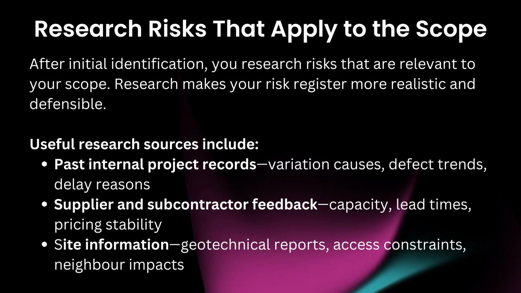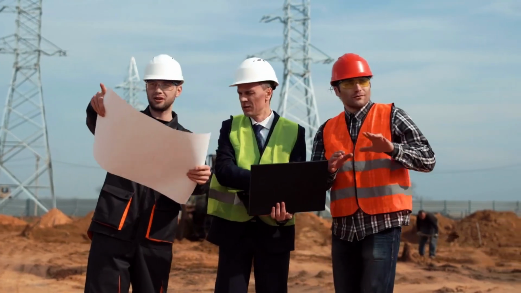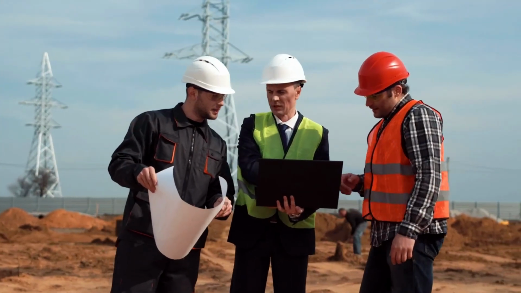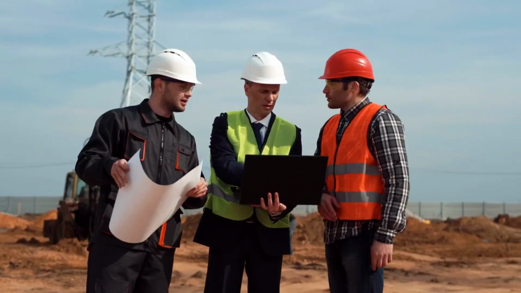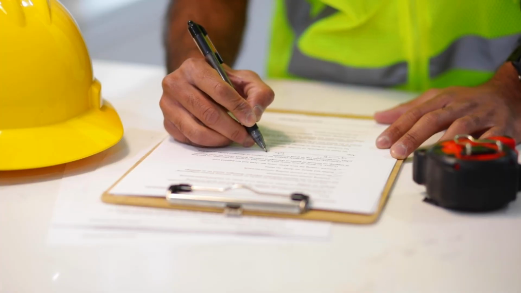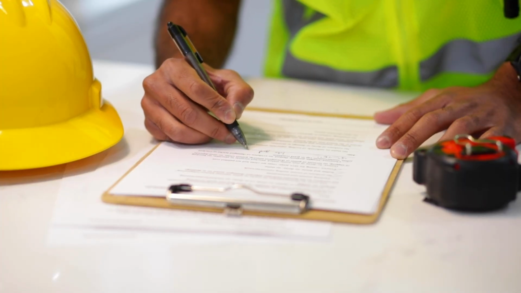Research risks that apply to the scope. After initial identification, you research risks that are relevant to your scope. Research makes your risk register more realistic and defensible. Useful research sources include past internal project records: variation causes, defect trends, delay reasons; supplier and subcontractor feedback: capacity, lead times, pricing stability; site information: geotechnical reports, access constraints, neighbour impacts; regulatory requirements: permits, inspection gates and compliance conditions; and industry guidance: common risk patterns in your project type.